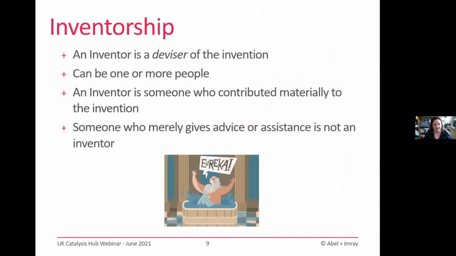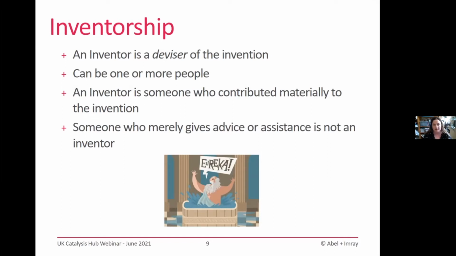The law actually doesn't offer too much guidance on who an inventor is. The law simply states the inventor is a deviser of the invention. So you can have one or multiple inventors. And an inventor is someone who made an inventive contribution to the subject matter of the invention, so they contributed to the idea. An inventor wouldn't be someone who merely gives advice or assistance. That's not enough. You really need to be making a material contribution to this inventive concept.